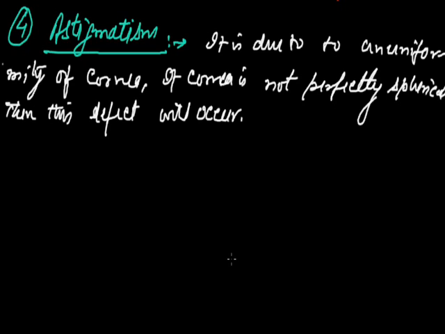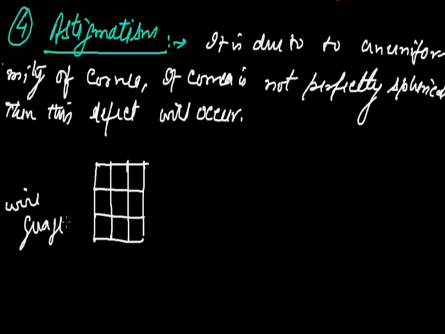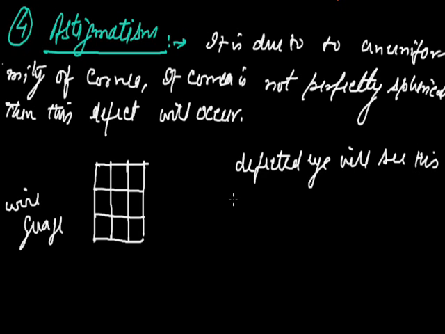If the eye is defected by this defect, then the defected eye is unable to see the vertical line and horizontal line simultaneously. For example, this one is a wire gauge. These are the horizontal wires, these are the vertical wires. If the defected eye sees this object, it will see this wire gauge in the following ways.